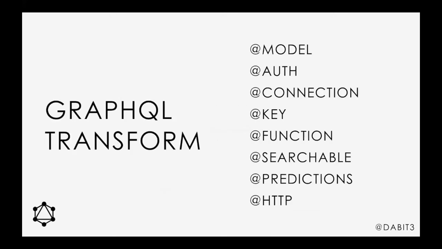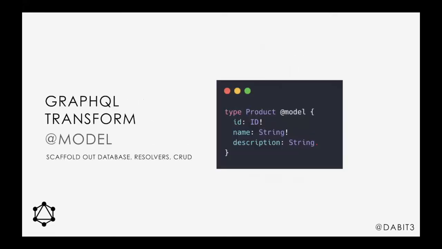So what are some of the different directives and how are they actually going to work? Well, these are what we support right now. We have @model, @auth, @connection, @key, @function, @searchable, @predictions, and @http. Some of these are a little self-explanatory, but I'm going to talk about the first four in this talk, and we're going to actually write some code and see how this works. The first three I'm going to go into a little more depth on because, in my opinion, they're the most used, the most important.